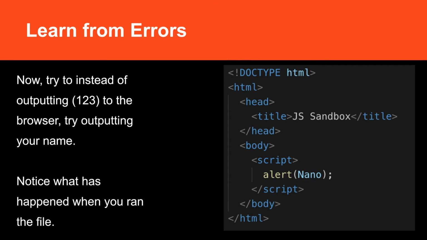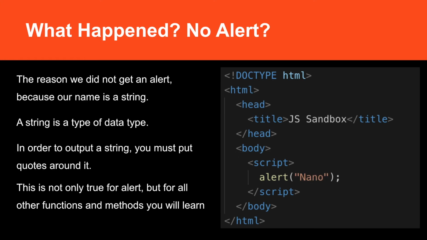So instead of trying to output 1, 2, 3, let's try to output your name. When we output our name, you want to write your name literally inside the parentheses, and let's see what happens when you run the file. Well, surprisingly enough, you got no alert. When I actually got these errors before, I was very confused. Now the reason is because our name is a string. A string is a data type which requires you to put quotes around it. Without quotes, it cannot read it. Alright? It reads it as a variable, which we will talk about in a future video.